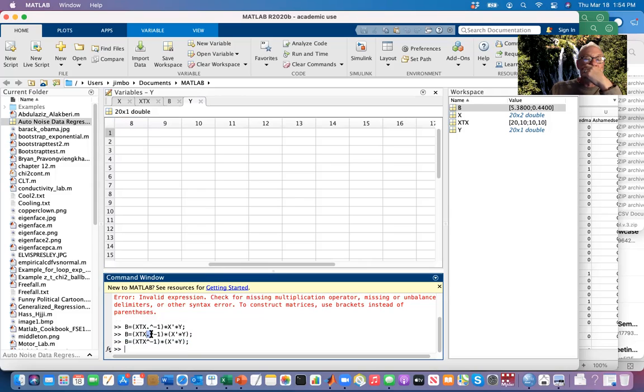I'm not squaring each one. I'm not multiplying each one or inverting each one. I am actually inverting the entire matrix. So I apologize for that. Okay. So we get beta.